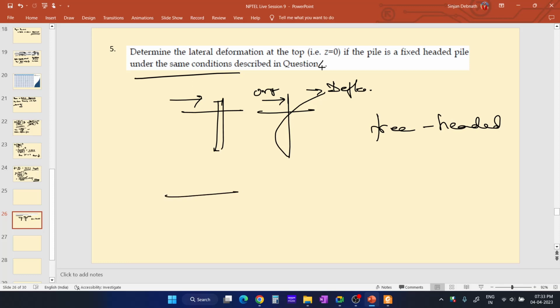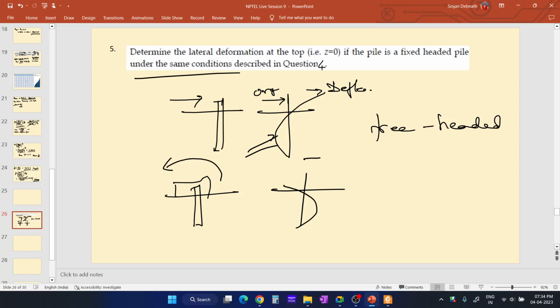Now, if you introduce a cap like this on top of the pile, that is a fixity, it will not deform like this. Instead, there will be a counteracting moment. It will try to deflect the pile like this. Obviously, it will try to resist this deformation, due to which there will be a counteracting moment which will try to resist this deformation.